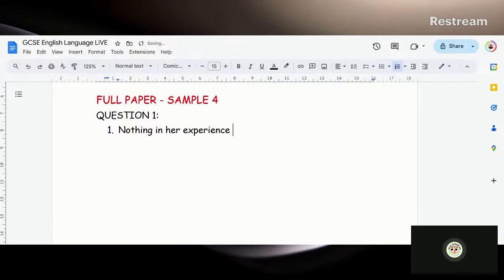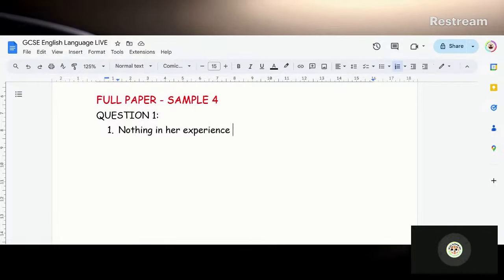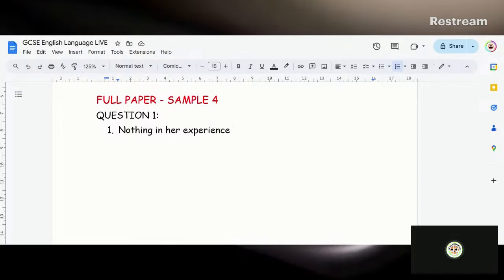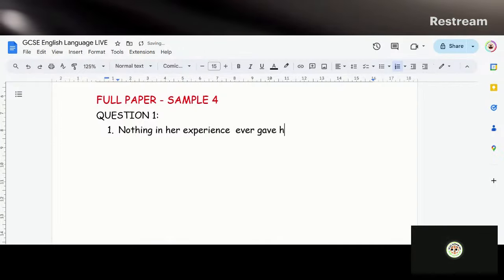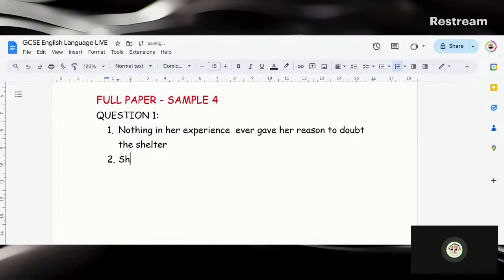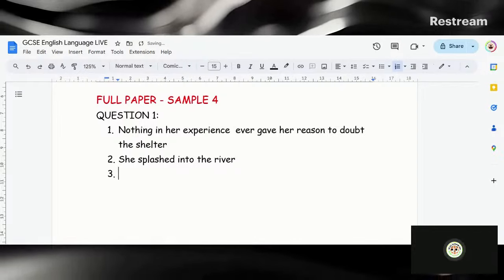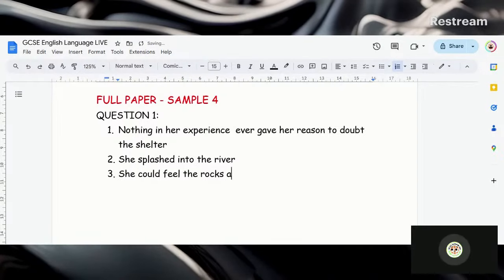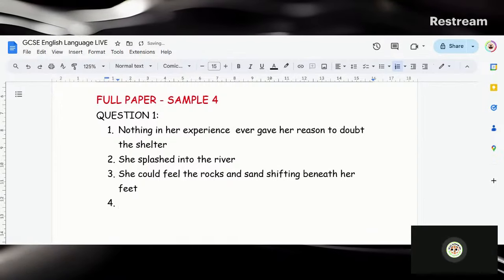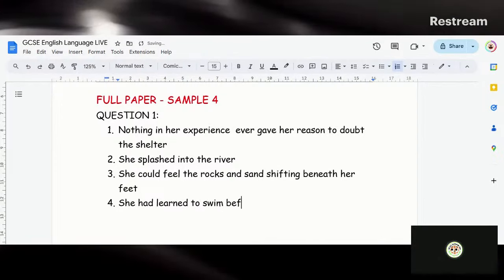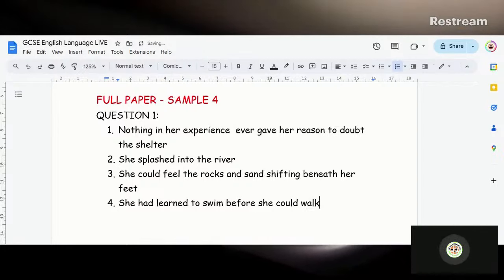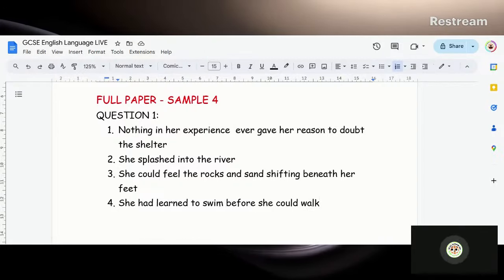You can answer this in the chat if you want to as well. I'm not sure, I think this should benefit you for EduQuest, but this is more specific for AQA. So, nothing in her experience ever gave her reason to doubt the shelter. That's one thing about her. Another thing is she splashed into the river. Another thing you could say is she could feel the rocks and sand shifting beneath her feet. And another thing you could say is she had learned to swim before she could walk, sorry. So that is testing your AO1 skills. AO1 is about being able to read some explicit piece of information and gather that.